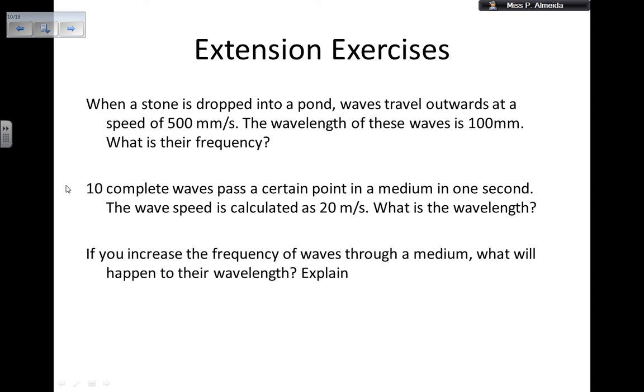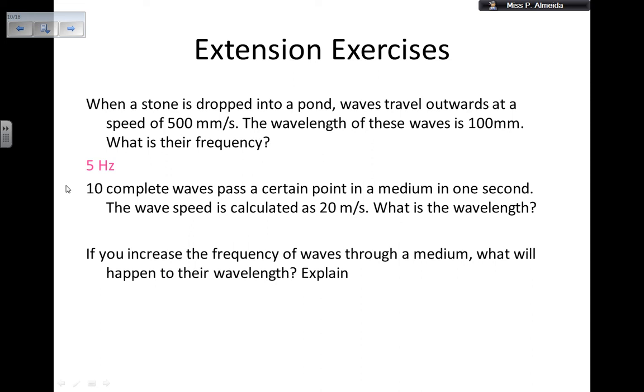What is the frequency? So wave speed is frequency times wavelength, so I can rearrange the formula to get frequency. That's going to be the speed over the wavelength, so I do 500 millimeters per second divided by 100 millimeters. So this is going to give me the number 5, and then the units are going to be 1/second, so hertz. Okay, there we go.